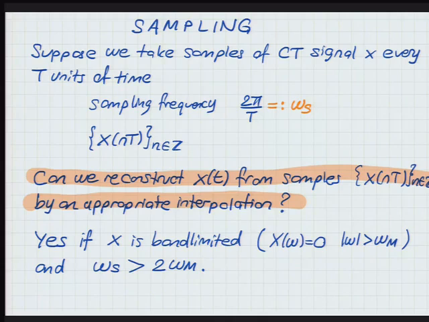All right, so that's the idea. The answer is yes. If it's band limited and we sample at least twice as fast as the bandwidth is. All right? So now I said by an appropriate interpolation. What is an appropriate interpolation? So it turns out, at least for these guys, Shannon and Nyquist, the type of interpolation is what we call a sinc interpolation. So let me tell you what that is.